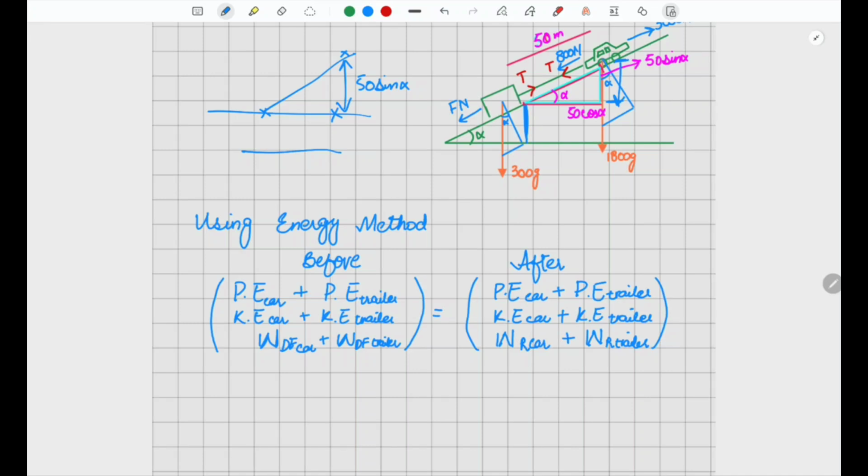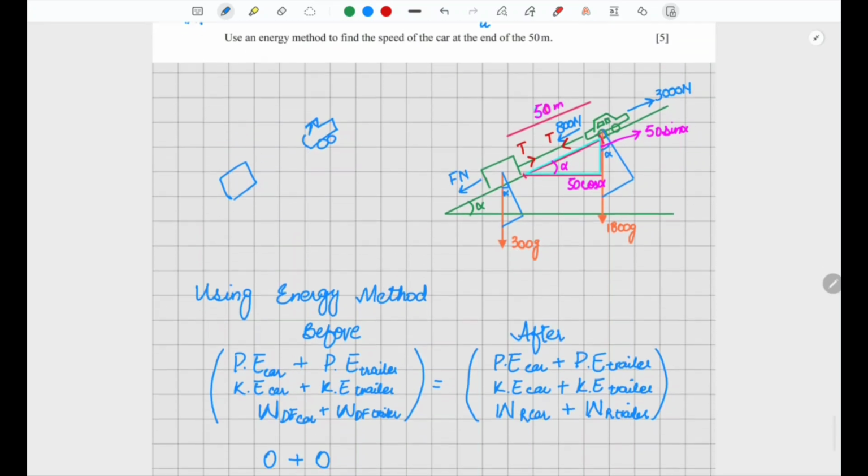So the potential energy of the car before you can take to be 0, because initially it will be here. Okay, let me get rid of this mess that I have created. So 0 plus the potential energy of the trailer initially. The trailer will also be at some height above the ground, so you can also take it to be 0. Trailer is here and car is here, so both are at the relative height 0.